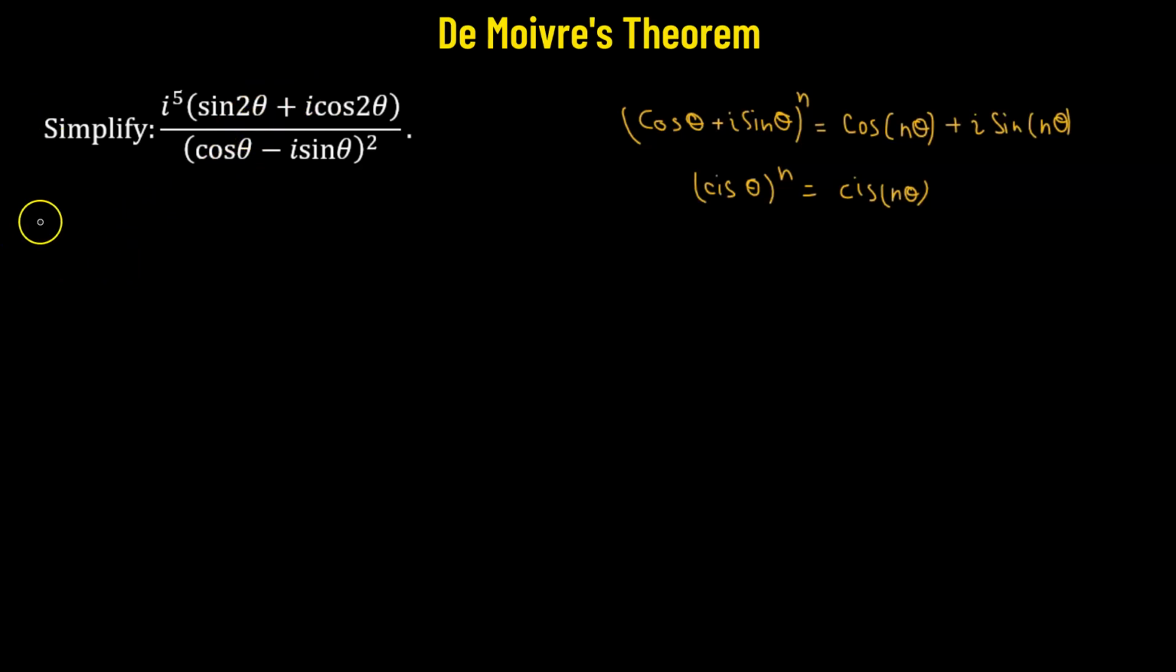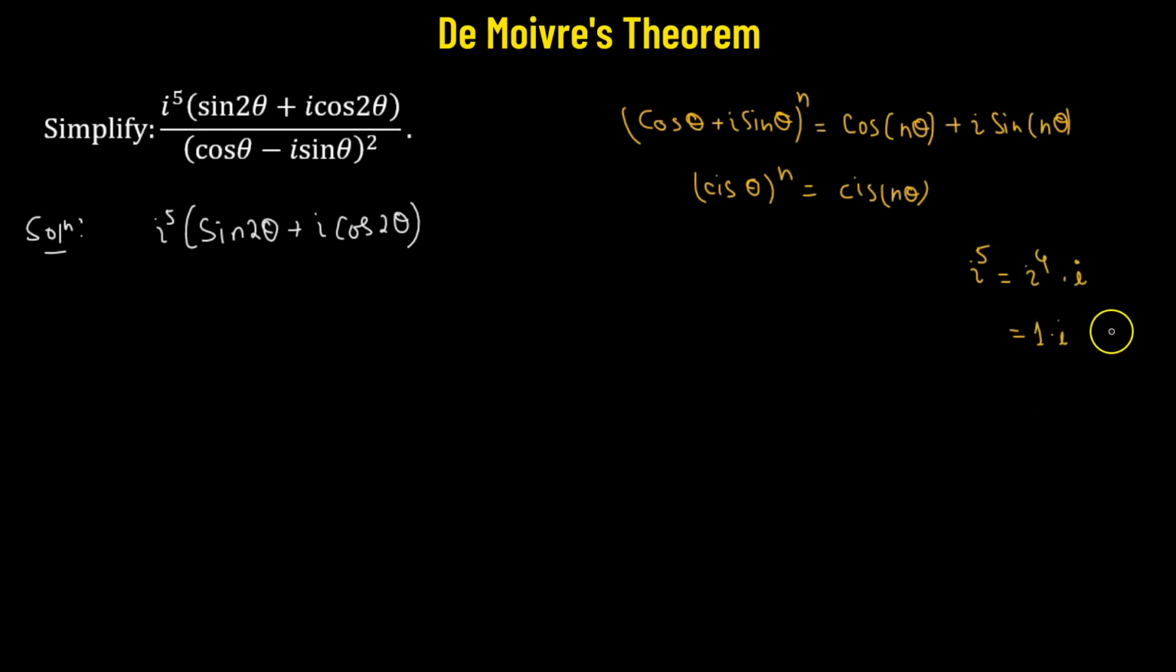Here in the numerator we have i raised to the power of 5 multiplied by sine theta plus iota times cosine theta. Now, iota raised to the power of 5 can be represented as iota raised to the power of 4 multiplied by iota. Here iota raised to the power of 4 is 1. So that means we simply have iota.